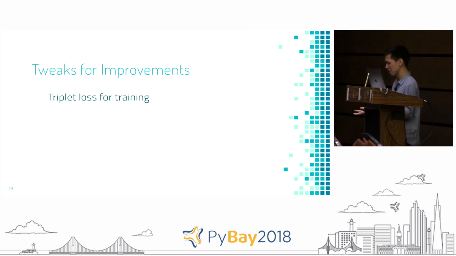And people in academia have found that this actually helps a lot with model accuracy, although it matters a lot how you pick your triplets. So you can actually decrease your accuracy if you don't pick your triplets well.